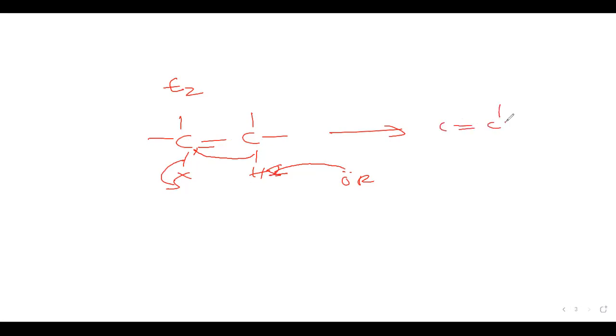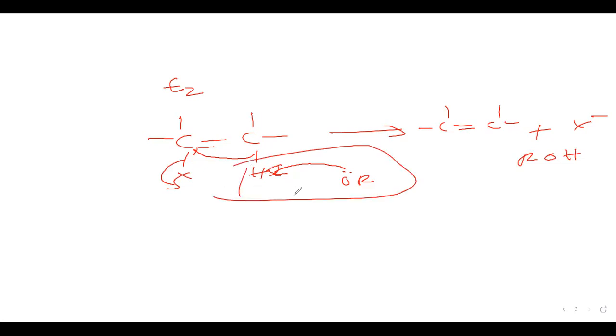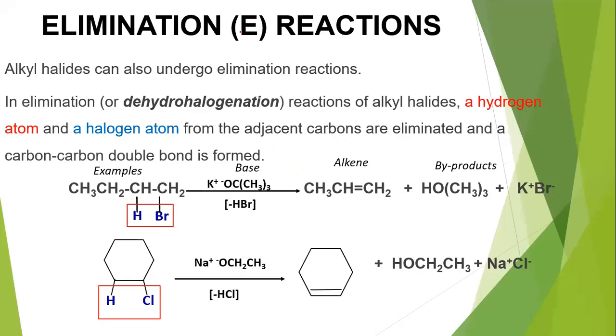C double bond C as the main product, and then I'll have the X minus as side product, and then ROH as side product. That's after the base has taken the hydrogen. Very simple. So this is E2 reaction, right? Very simple. So let's go back to the slide and then read through the notes we have been given.